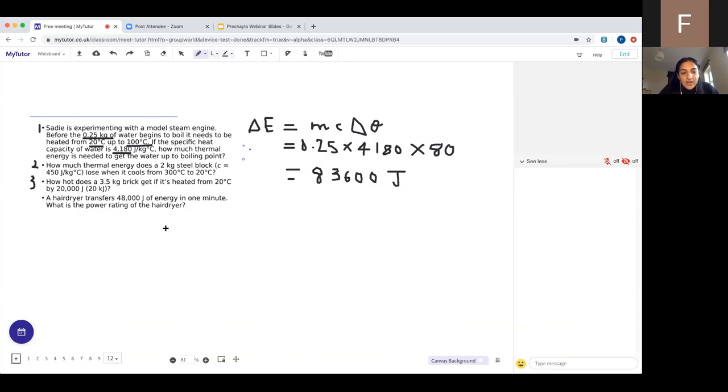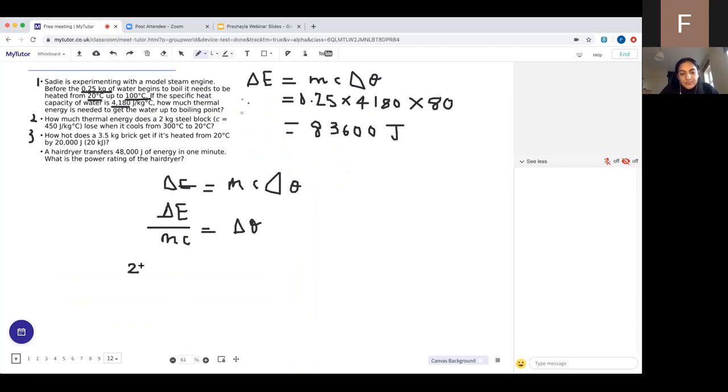So delta E equals mc delta theta. Now we want to know how hot the brick gets, so we need to get delta theta on its own. So let's rearrange our equation and divide both sides by mc so that we're left with delta theta. Now we have everything we need.